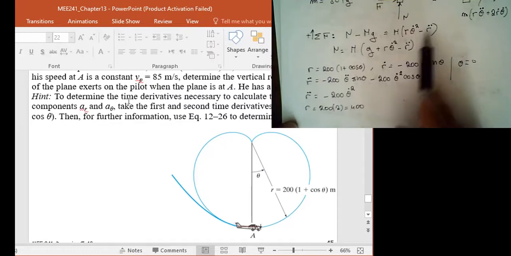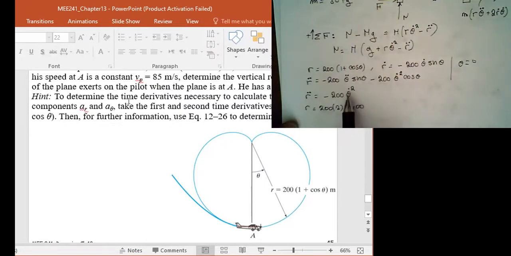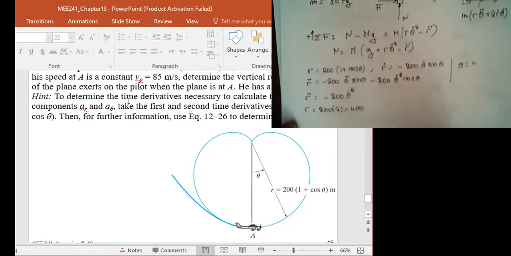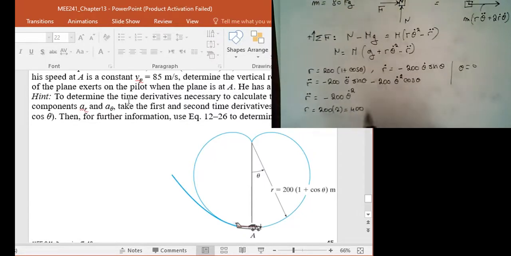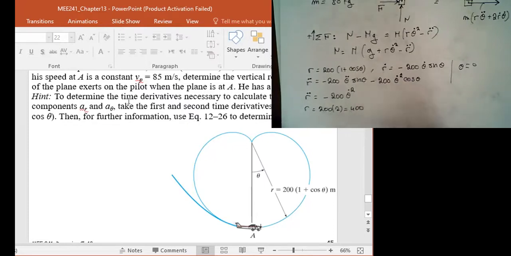We have this, and then r double dot is equal to that. So we need to find theta prime. How can we find theta prime? Maybe you can pause the video now and think about it for a minute until you figure it out, and then once you figure it out, you can resume the video.